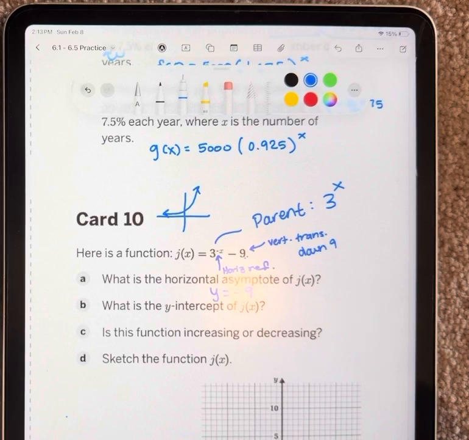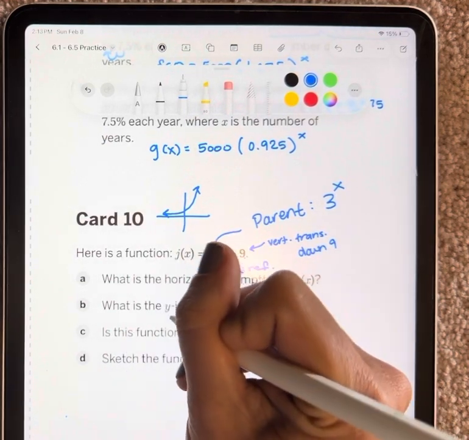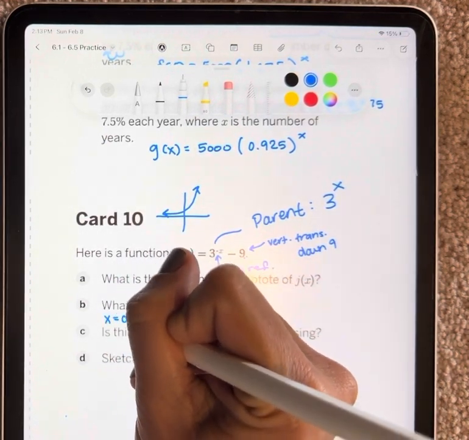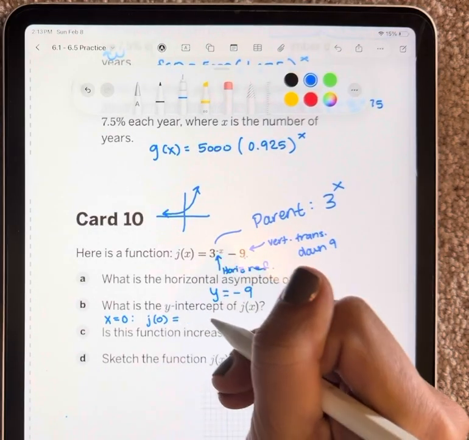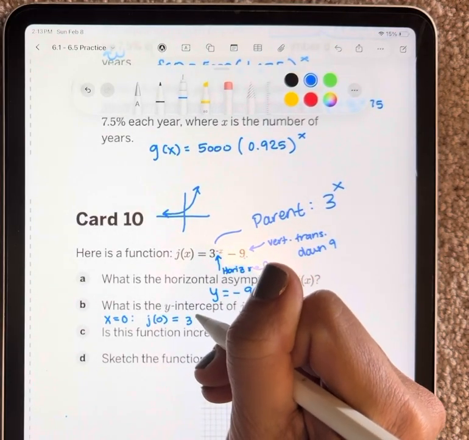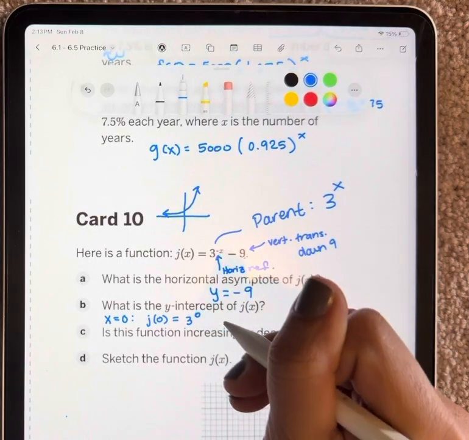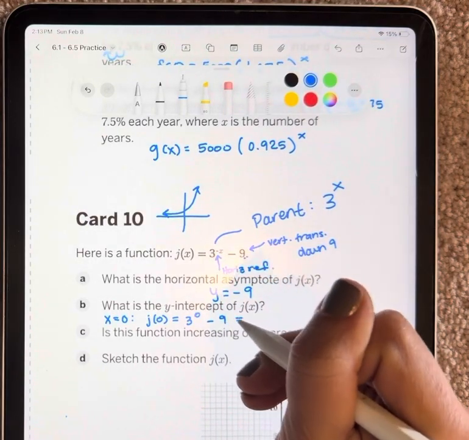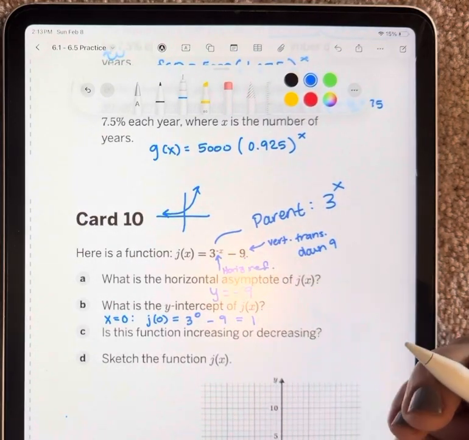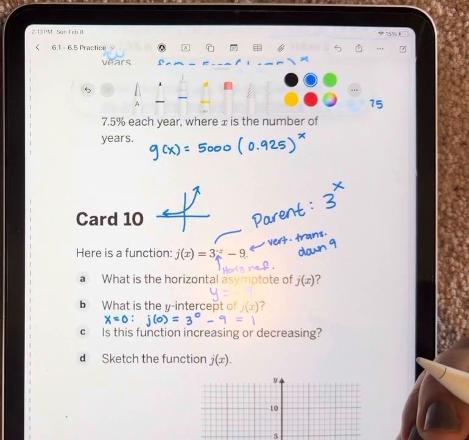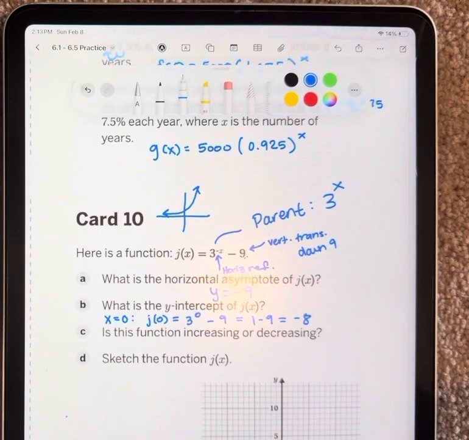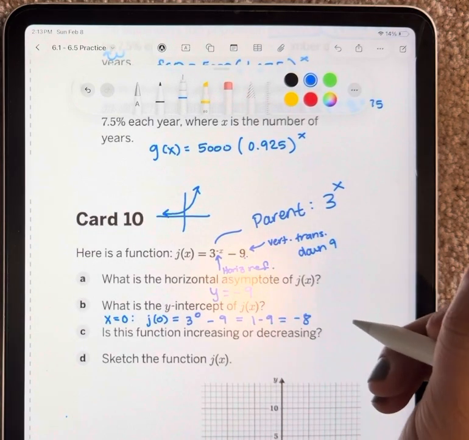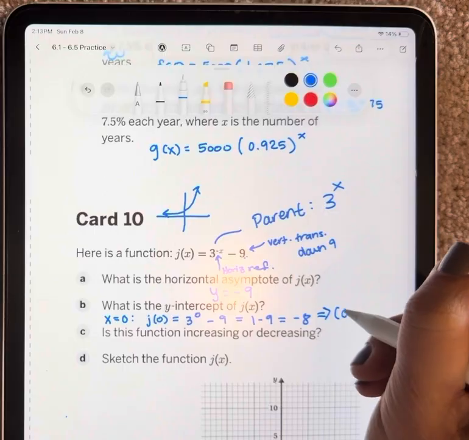What's the y-intercept? Okay, that's still going to be x equals 0, all right? So I'm still going to go with j of 0 equals 3 to the negative 0, which is 0, minus 9. 3 to the 0 is 1, you guys. Don't rush and call that a 0 or a 3. It's neither of those things. It's 1. Minus 9, negative 8. My y-intercept is at 0, negative 8.